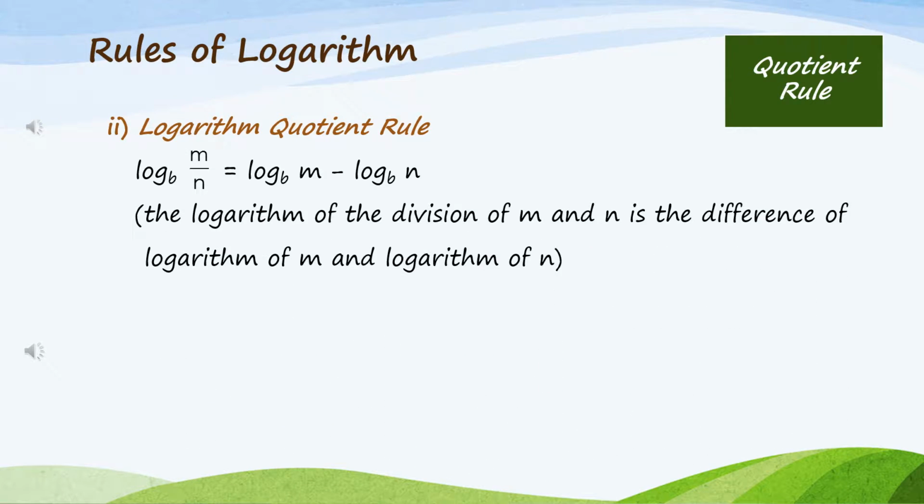The logarithm quotient rule is defined as the logarithm of the division of m and n is equal to the difference of the logarithm of m and the logarithm of n. Example: log of 3 over x is equal to log of 3 minus log of x.